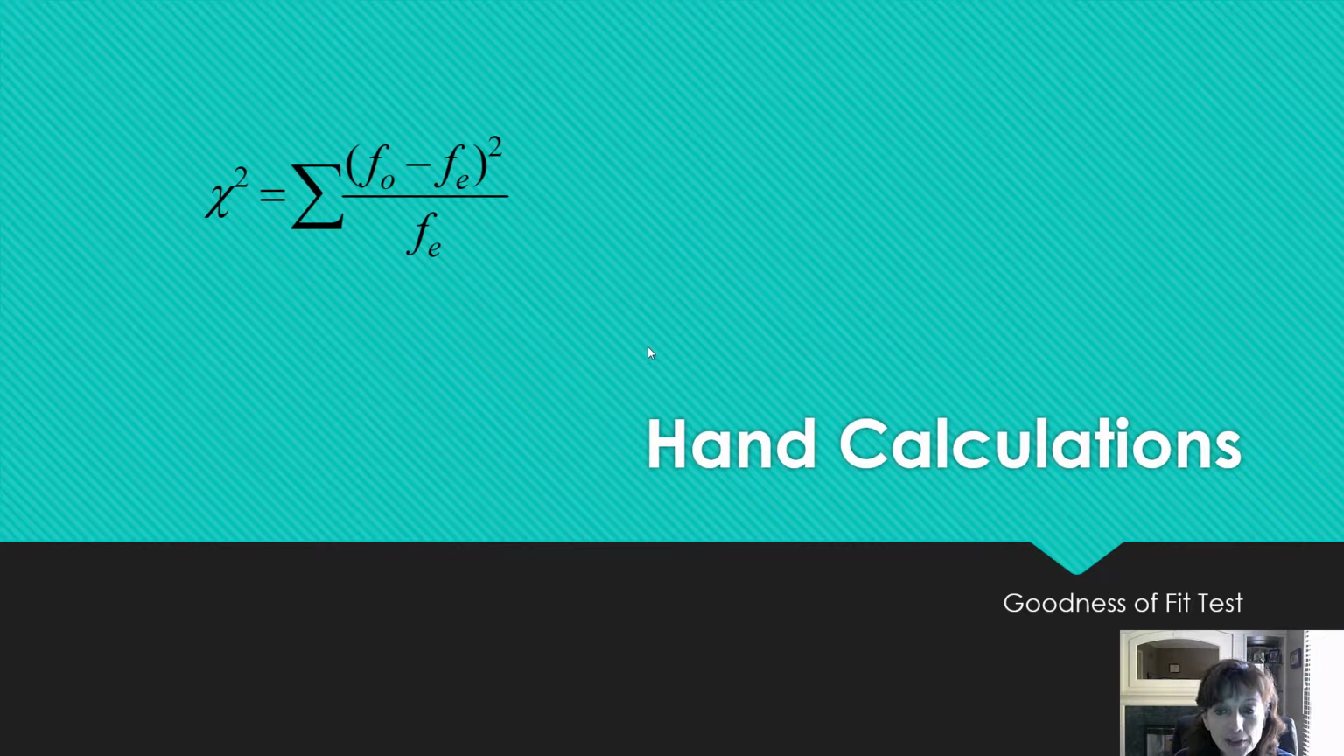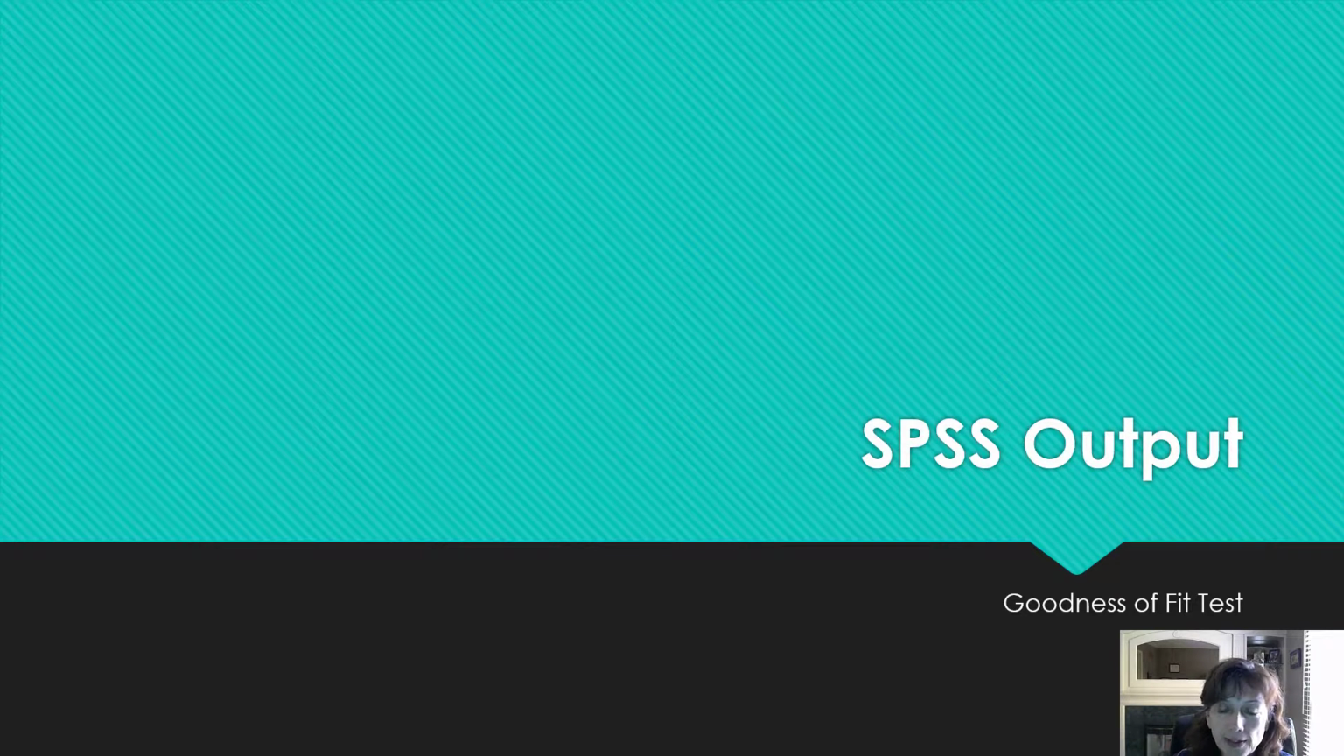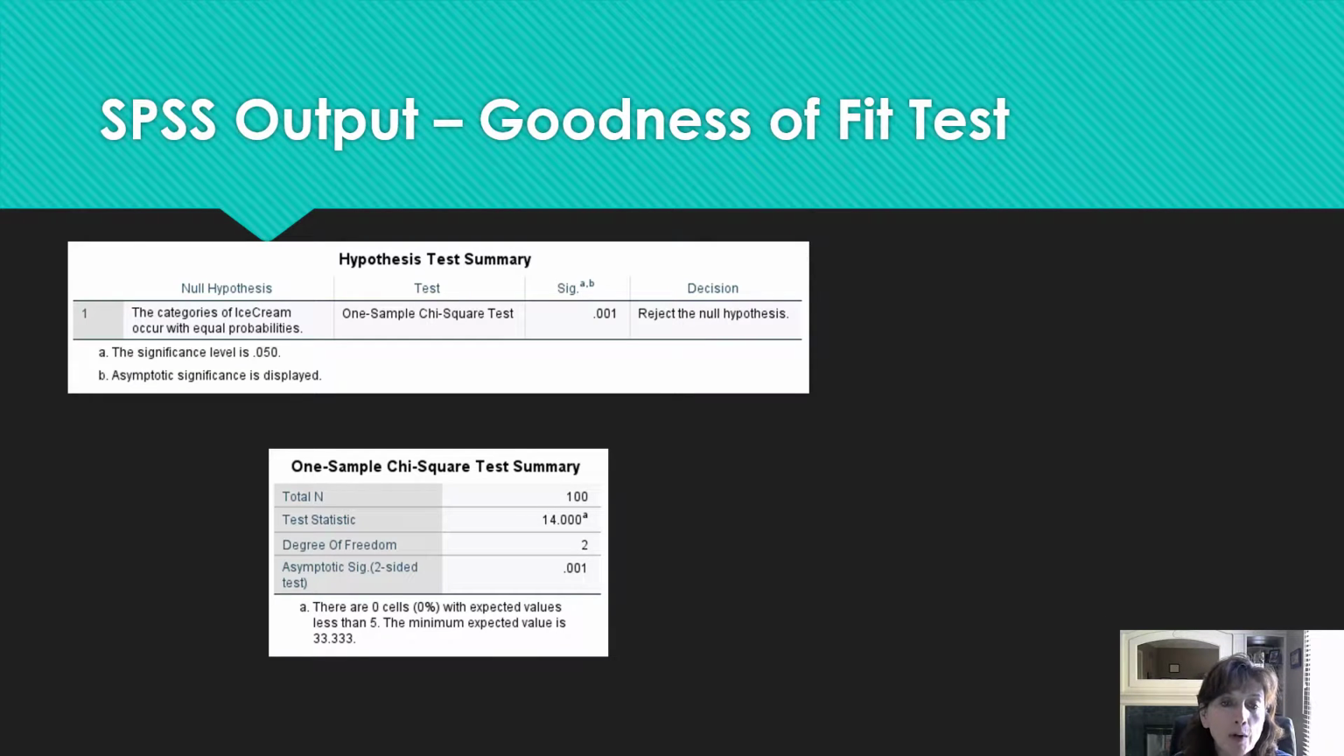So I've just shown you how to do hand calculations. I also want to show you what the SPSS output would look like here. For the SPSS output, again, we're going to use the exact same data we used in our hand calculations. What you can see in SPSS, if I do the chi-square, is the category of ice creams occurring with equal probabilities. That's my null hypothesis. We did reject the null hypothesis, that was our decision there. And you can see the significance level is 0.001. That's less than 0.05. That tells us we can reject our null hypothesis.